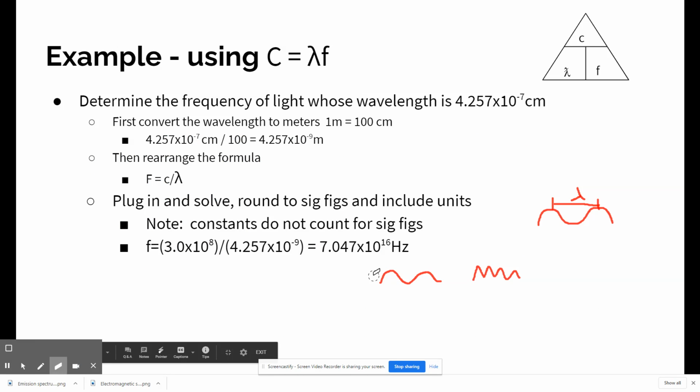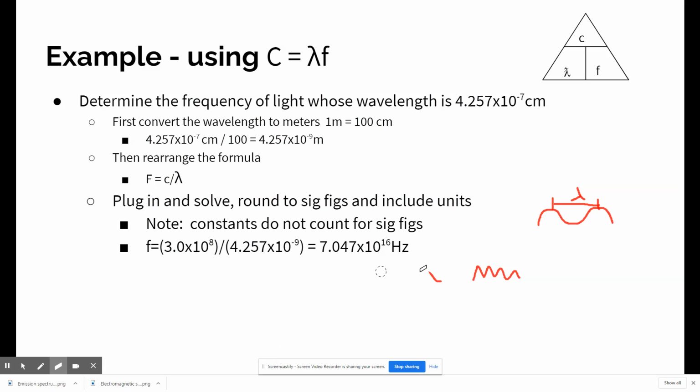And of course, that's going to stay on there. So now we're going to erase this. So if we want to do an example problem in determining either the wavelength or the frequency of a wave, if we know the other variable, it would look something like this.